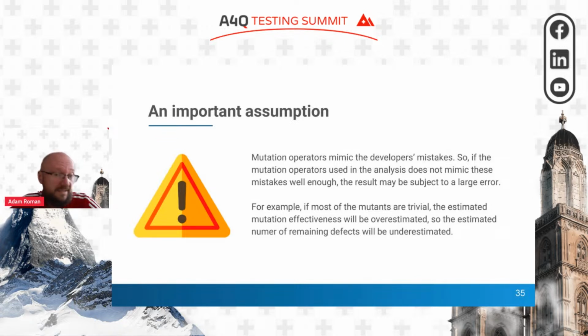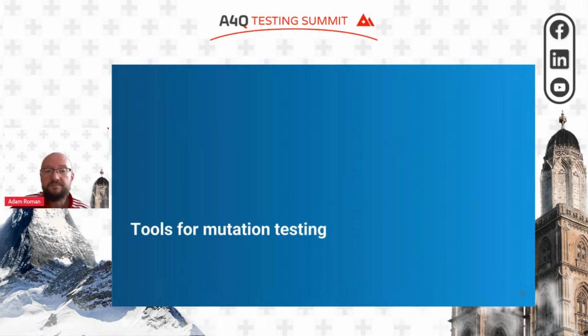Mutation operators, I said that they mimic the developer's mistakes. So if the mutation operators used in the analysis do not mimic these mistakes, let's say, these trivial mutants, the result may be subject to a large error. But if the operators reflect the real developer's mistakes, this estimation may be very accurate. So these are two things that we can do with mutation testing: evaluate our tests and predict the number of remaining defects.